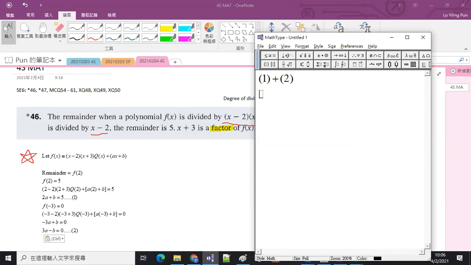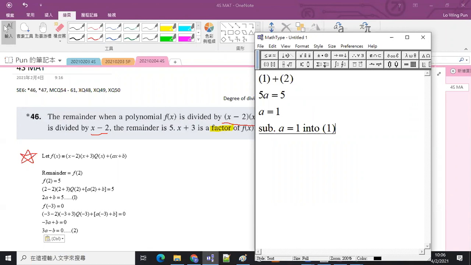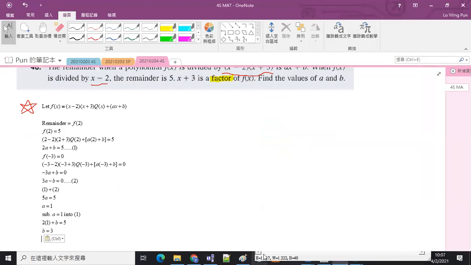For the a column, we have 2a plus 3a, which is 5a. For the b column, we have b minus b, cancelled. For the right-hand side, we have 5 plus 0, which is 5. So the answer of a is 1. And then just substitute the value of a into either one of the equations. So 2 times 1 plus b is equal to 5, and b is 3. Okay, and that is how we can find the values of a and b.